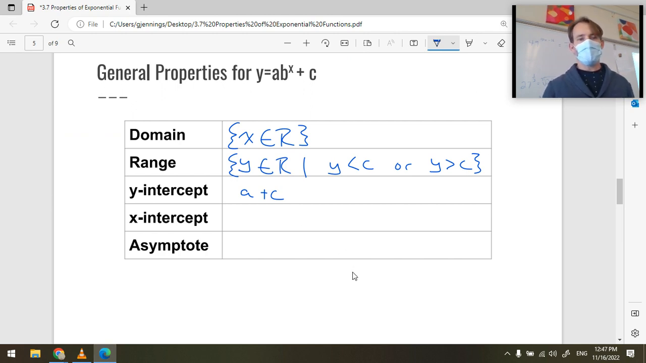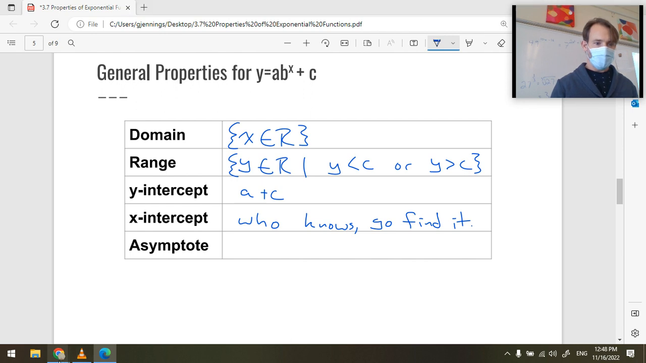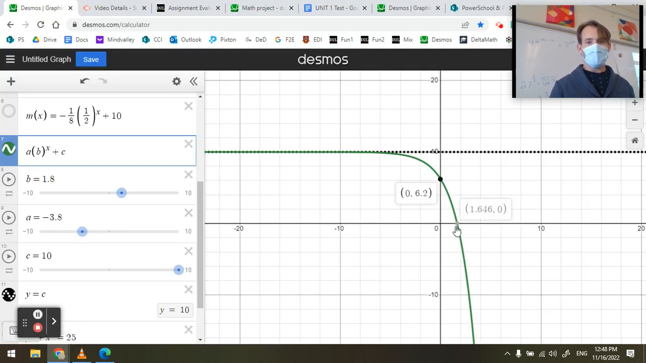And then x-intercept is, who knows? Go find it. These functions can have an x-intercept only when you have a c value that makes an x-intercept possible. So if I look at this one, here's the x-intercept. It's a weird decimally number. I could find it graphically. I could find it by guess and check. But that's it. And you'll find it algebraically next year when you learn about logarithms.